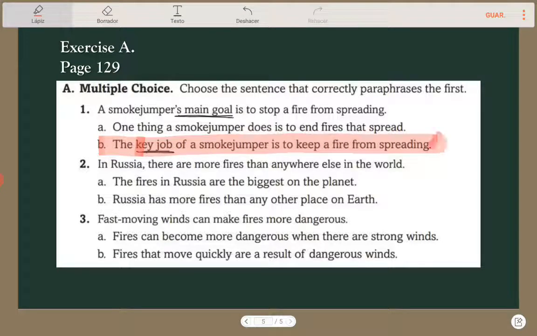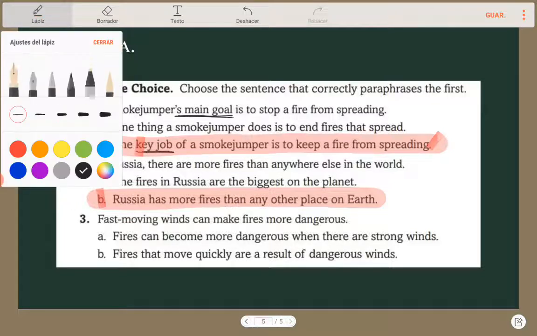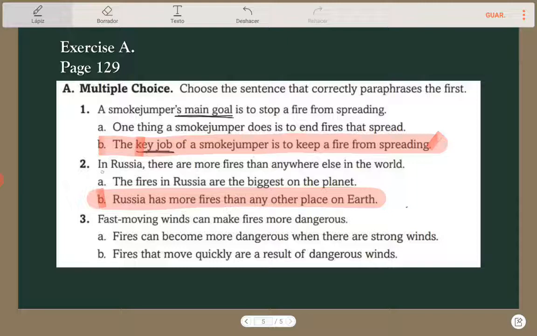is the correct one. Number 2, in Russia there are more fires than anywhere else in the world. Letter A, the fires in Russia are the biggest on the planet. Letter B, Russia has more fires than any other place on earth. Well, this one is very easy. Letter B, Russia has more fires than any other place on earth. Why? Because we have here Russia, there are more fires than anywhere else. Any other place. Okay, we can say that that's the keyword.